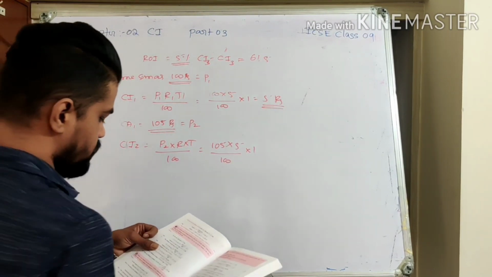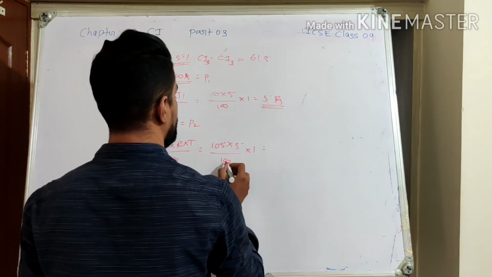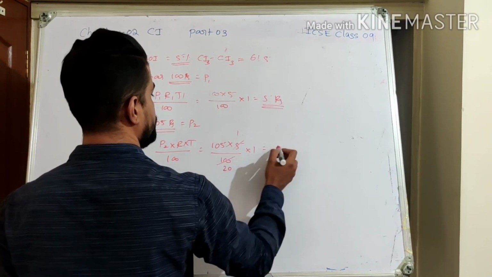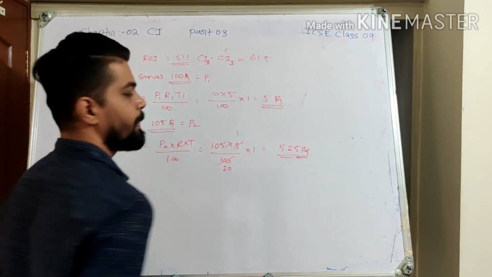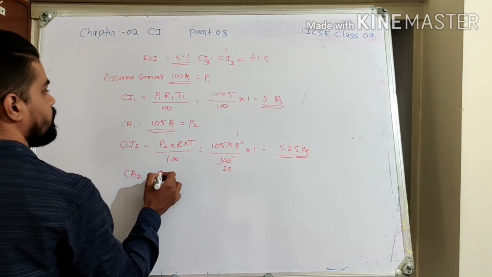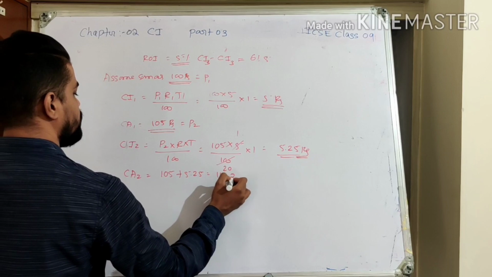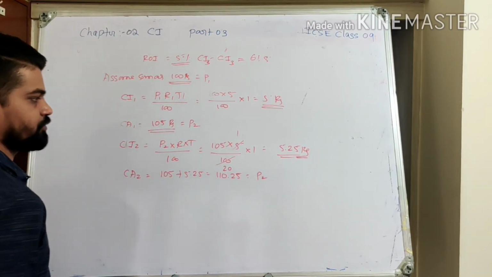Okay. So this will give you how much? 5.25. Yes. If you solve this, 5 ones are 5, 20s are 100, so 5.25 will be the interest you get. So what is the compound amount at the end of the second year? That will be 105 plus 5.25, which is 110.25. That is also equal to P3 now.